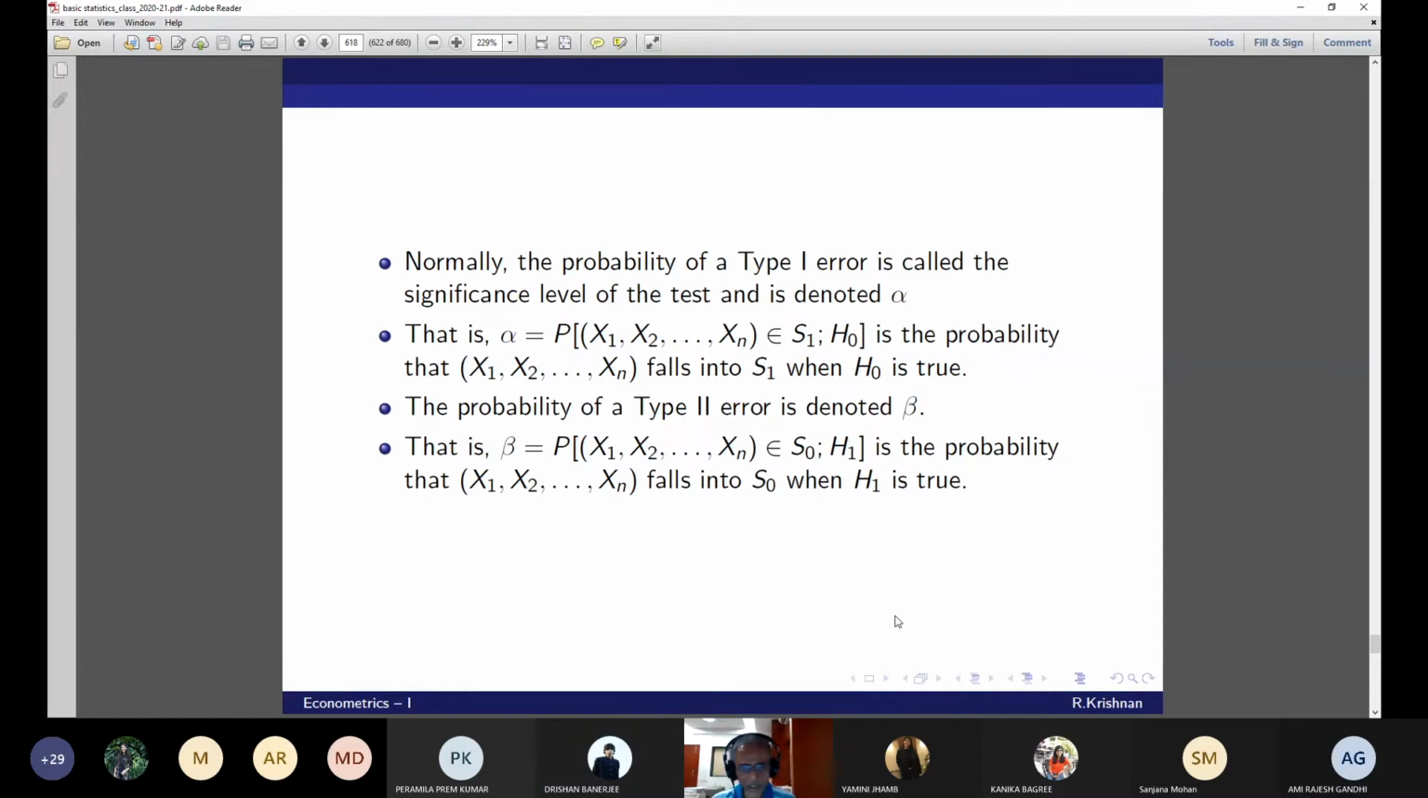Alpha, the probability that (x1, x2) belongs to S1 given H0, is the probability that (x1, x2) falls into S1 when H0 is true. So that is why it is kept as low as possible. The probability of type 2 error is denoted beta. That is, beta is the probability that (x1, x2) will be in the acceptance region under the alternative, the probability that (x1, x2) falls into S0 when H1 is true. Okay, forget everything. Alpha is type 1 error, otherwise called the significance level.